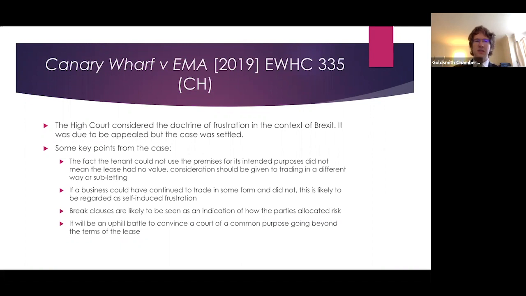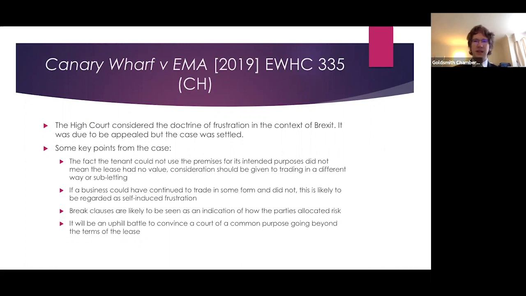Break clauses were something that the court looked at in quite some detail in Canary Wharf and form part of the judgment, but they're likely to be seen as an indication of how the parties allocated risk. What I mean by that is if you've got a break clause that operates quite early on in the lease period, and you can exercise it after that, so you've got a fairly tenant-friendly break clause, that is likely to be seen as the landlord taking more of the risk of something going wrong and the tenant taking less.